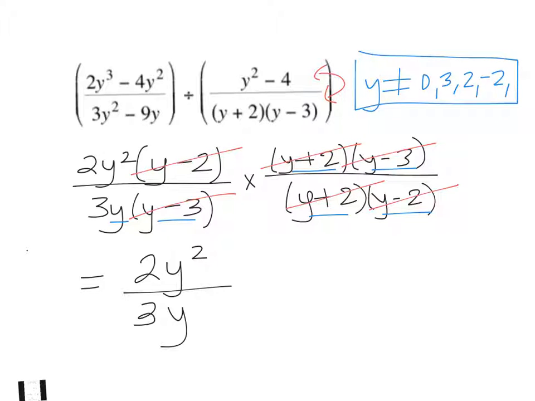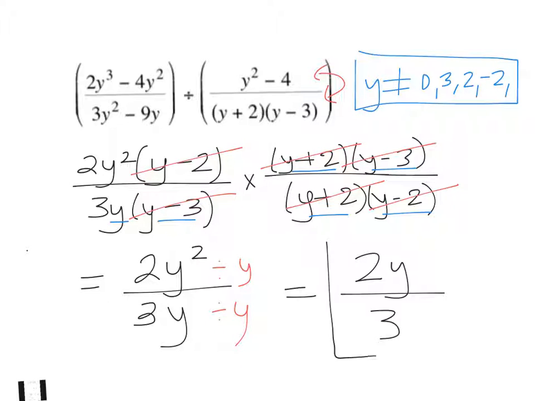It can be further simplified here, though. What can be removed from both the top and the bottom? One y. And I see a lot of you doing this, which I think is totally fine. However it makes sense to you is great to me. But make sure you take a moment at the end to check that nothing else comes out. So this whole long thing simplifies to just 2y over 3.